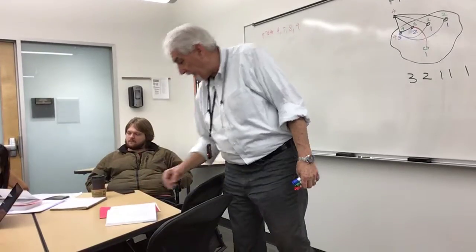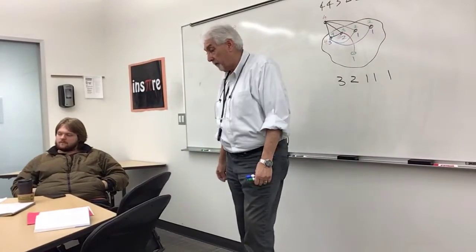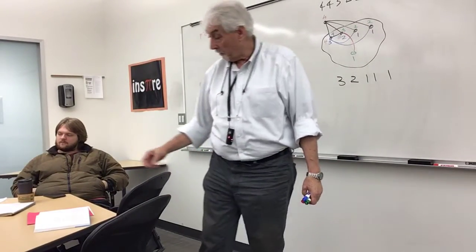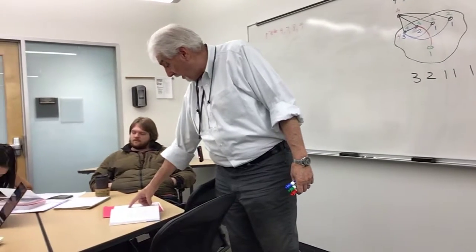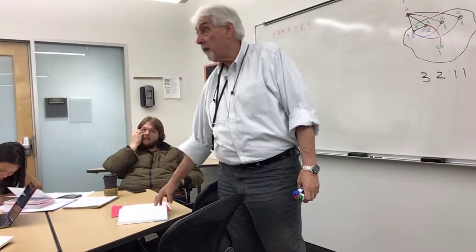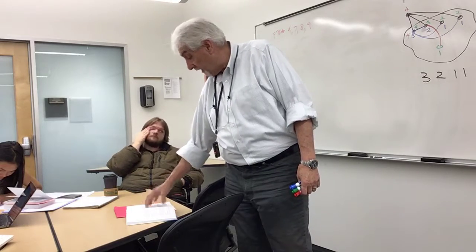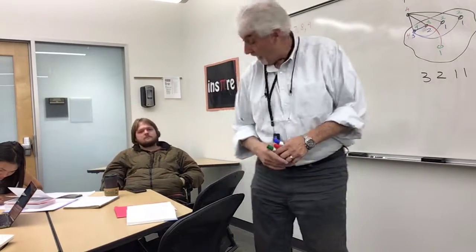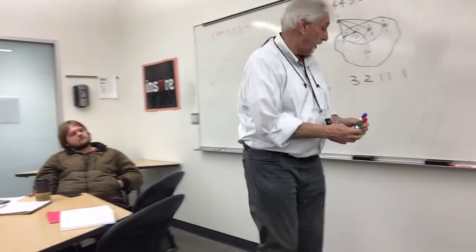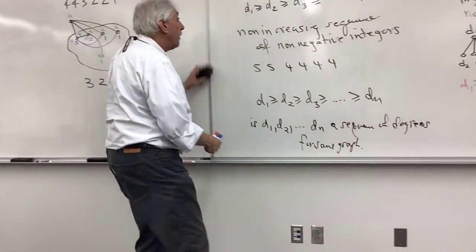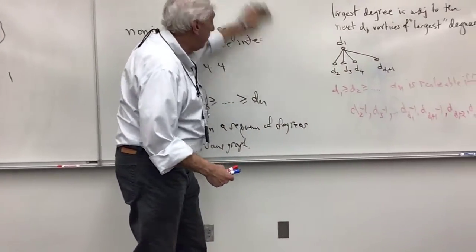Okay, so let's look at 2.5.8. So the question is, is 5, 4, 4, 3, 1, 1 graphic? Is there a graph that realizes that degree sequence? 5, 4, 4, 3, 1, 1. You're going to stop me if you have questions.